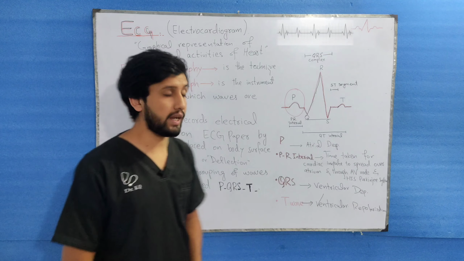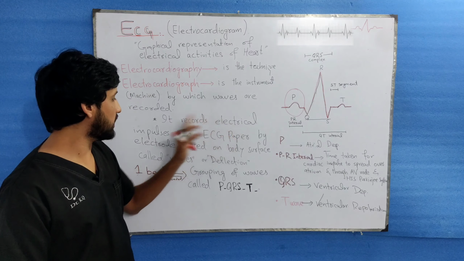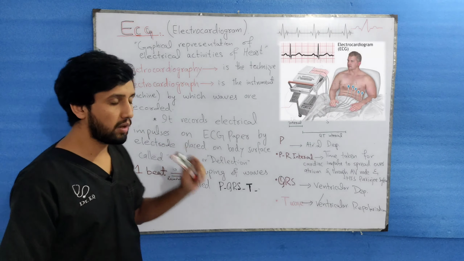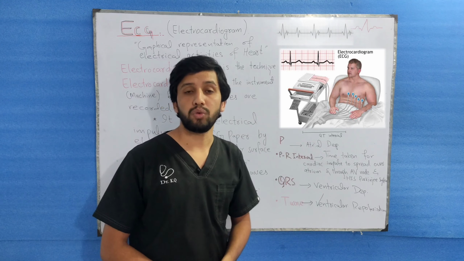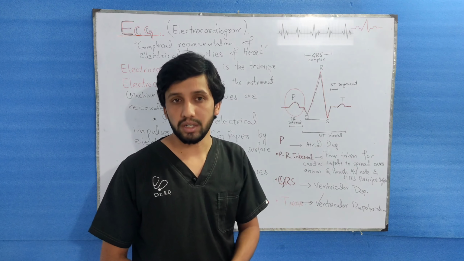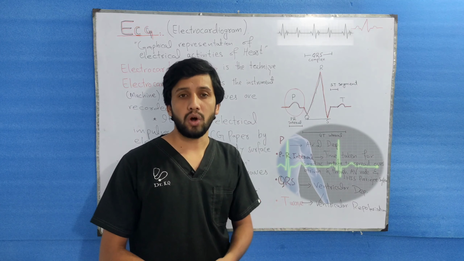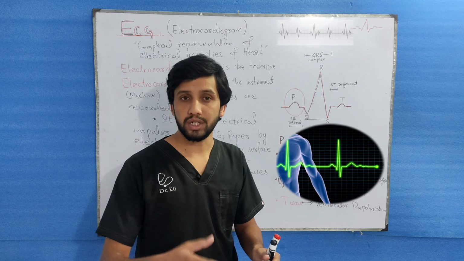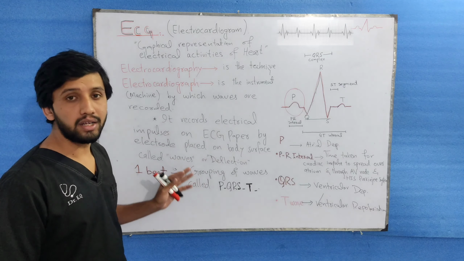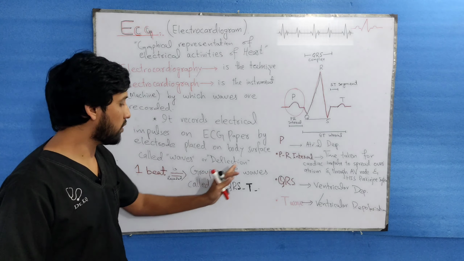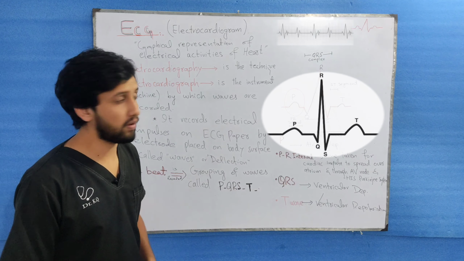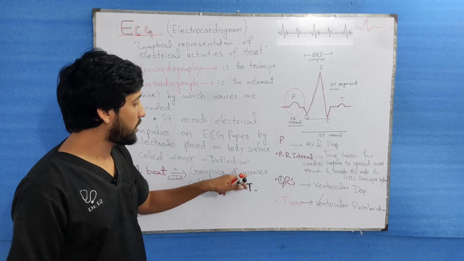This ECG is actually recording the electrical impulses on an ECG paper by electrodes placed on a body surface. We call these electrical impulses the waves or deflections. Normally the human heart is continuously beating, and one beat of this heart is recorded as a grouping of waves we call P, QRS and T wave. This is the grouping of waves.